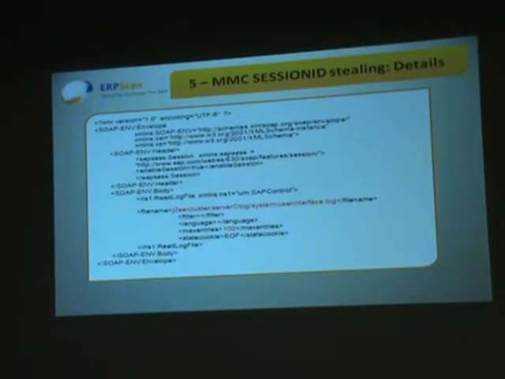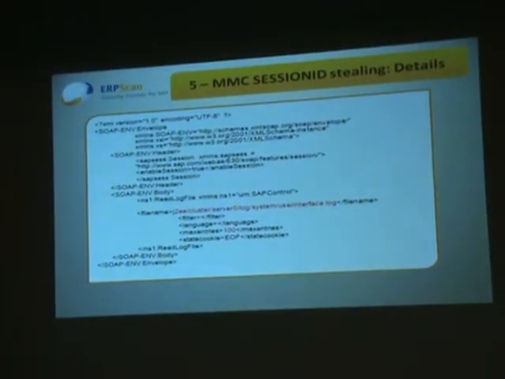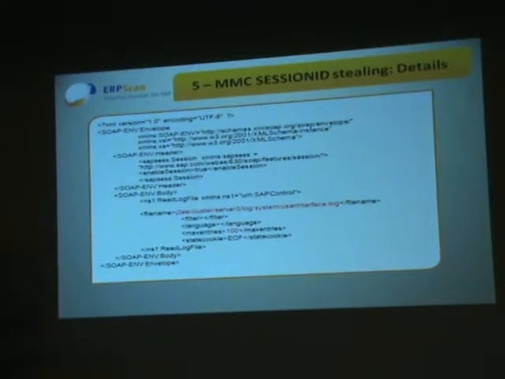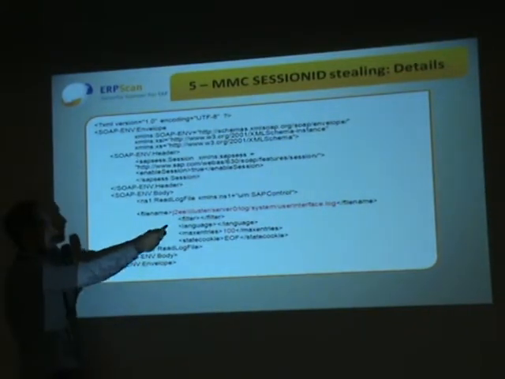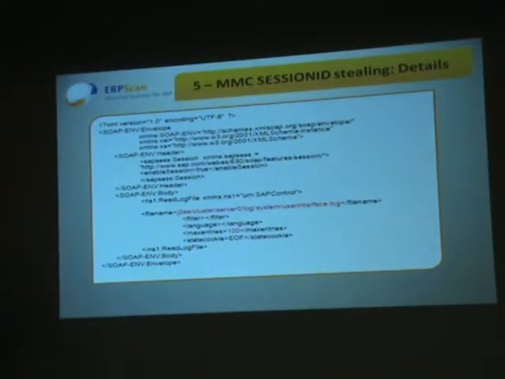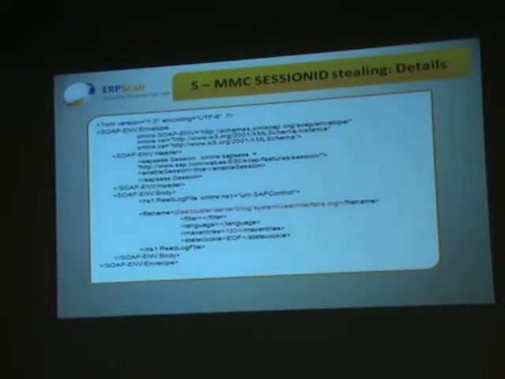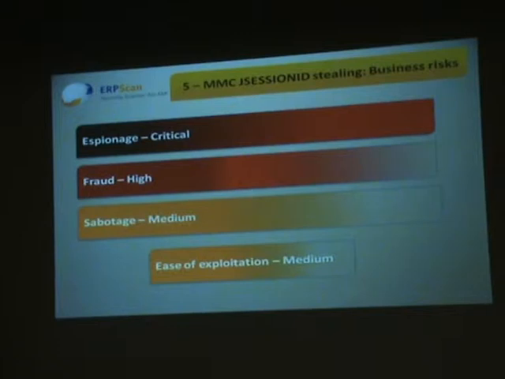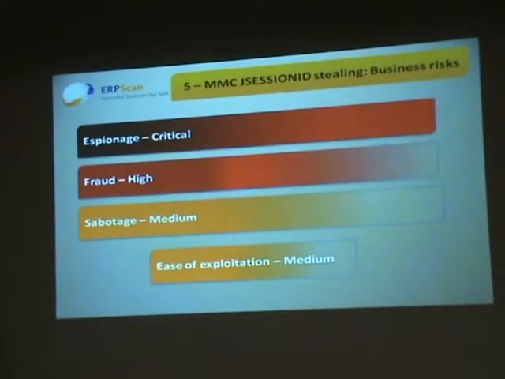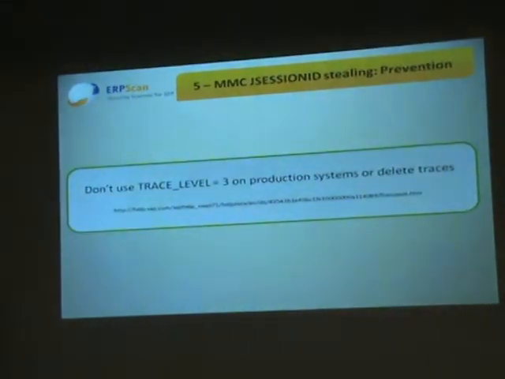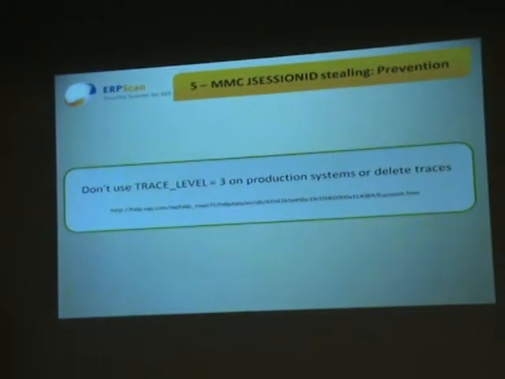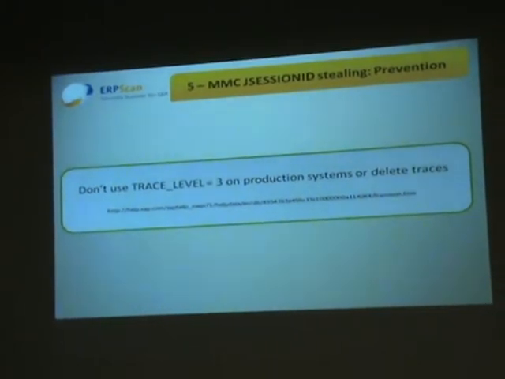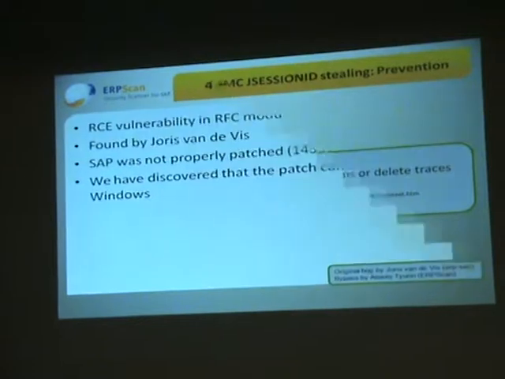Okay, so here's an example of an XML request to obtain the information from logs, and this is a file name where you can find the JSessionIDs. And I think this is a very critical bug. So the only way to be secure is to not use this trace option.